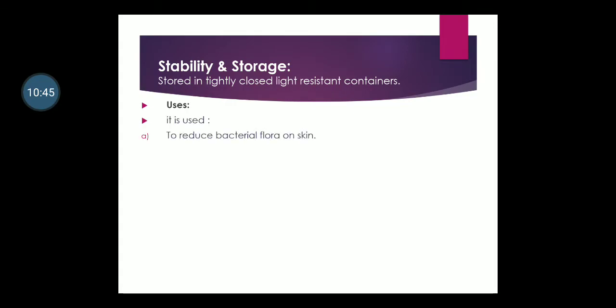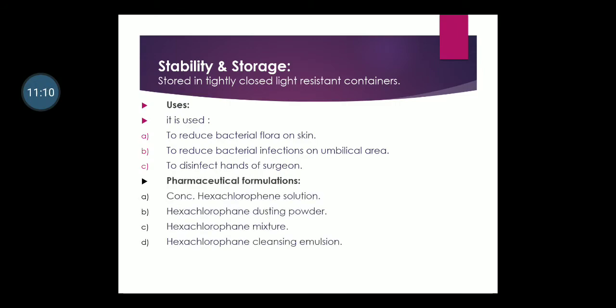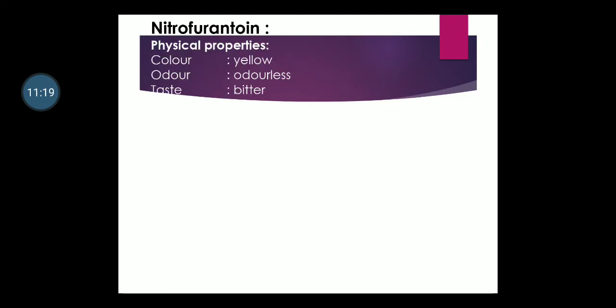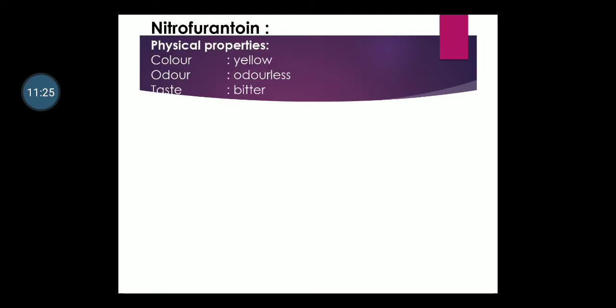Uses: it reduces the bacterial flora of the skin. It reduces bacterial infection on the umbilical cord, particularly for newborns or infants. When the umbilical cord is cut, this type of antiseptic should be used to prevent sepsis. Next, it is a disinfectant for the hands of surgeons. Pharmaceutical formulations: concentrated solution of hexachlorophane, dusting powder, and cleansing emulsion are available. Stirac and Zalpone are the brands for the antiseptic hexachlorophene. And this is the last antiseptic that we are categorizing as a urinary antiseptic in the miscellaneous class.